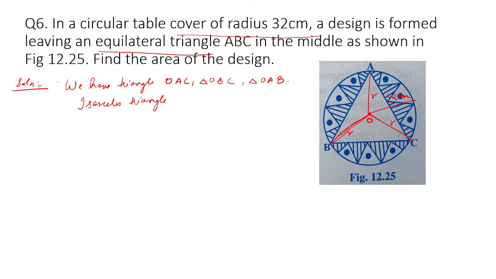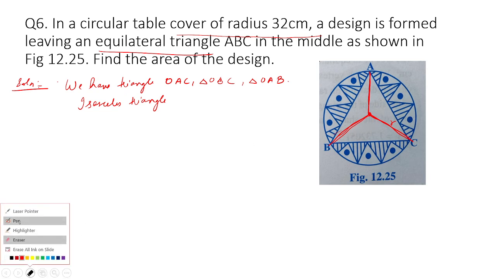See, let's go with triangle OAC. So we have O, A and C. 2 sides are the same because OC is equal to OA. Why? Because they are the radius of a circle, so they are equal. So this is an isosceles triangle. Clear? Now, let's just remove it.